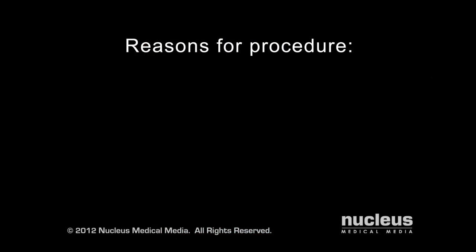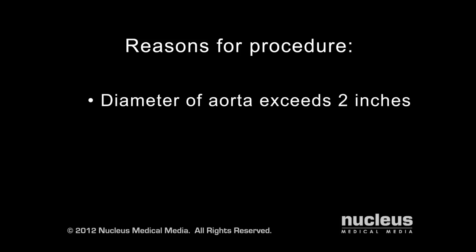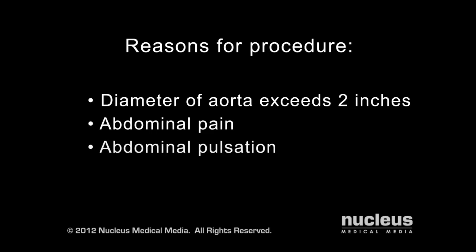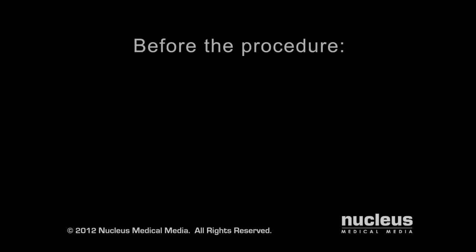Your surgeon will perform an open abdominal aortic aneurysm repair when the diameter of your aorta exceeds 2 inches, or if you're having symptoms such as intense abdominal pain or an abnormally prominent abdominal pulsation. Before the open procedure, an IV line will be started to provide you with fluids, antibiotics, and anesthesia.